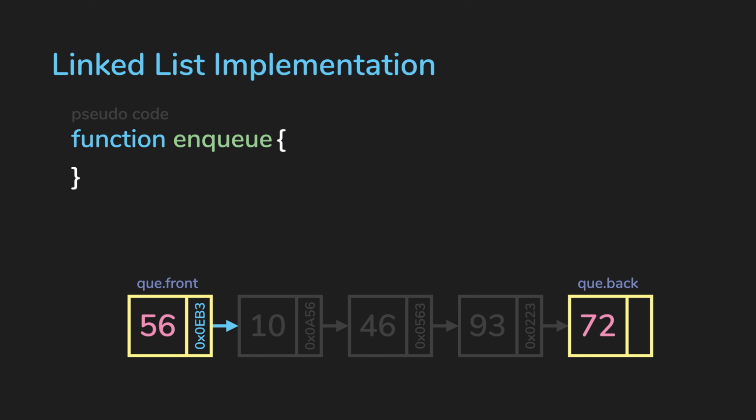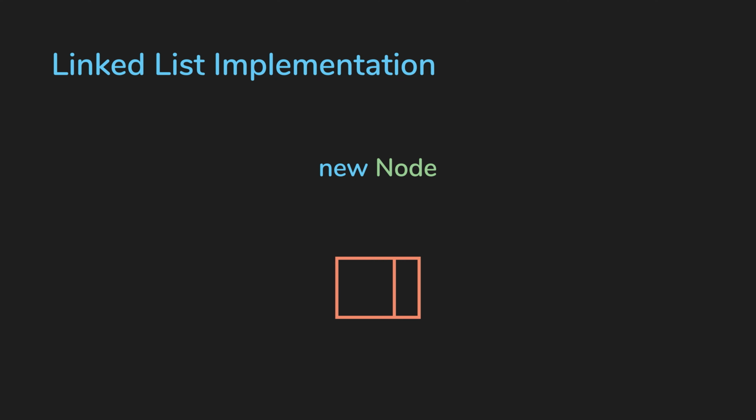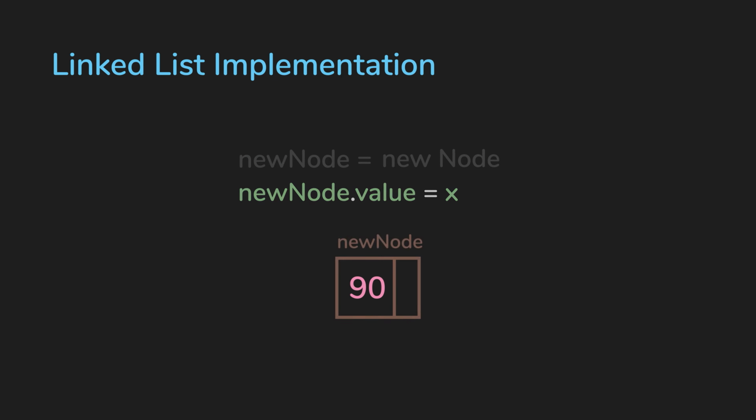The function needs to take in the queue that we'll be adding the new node to. And it also needs to take in x, which is the value that's going to be added. The first thing we need to do is to make a node out of x. So first, we will make a node. Let's call it new node. And then set the value of the node to x.